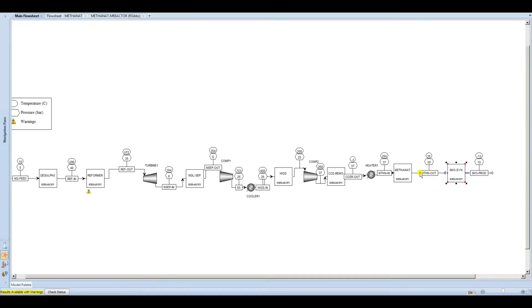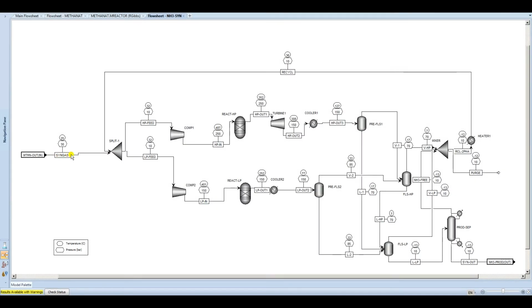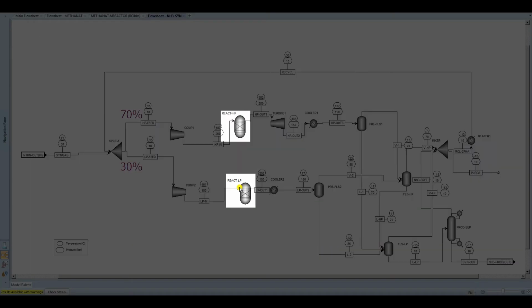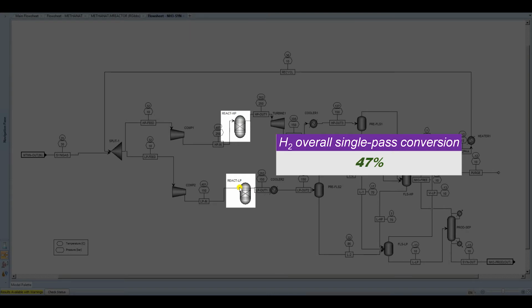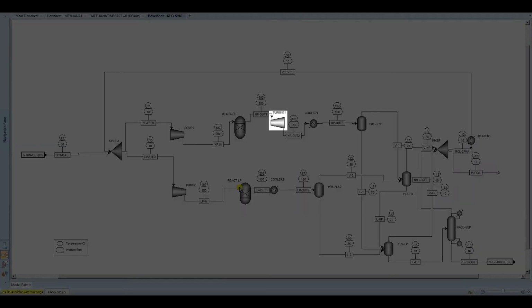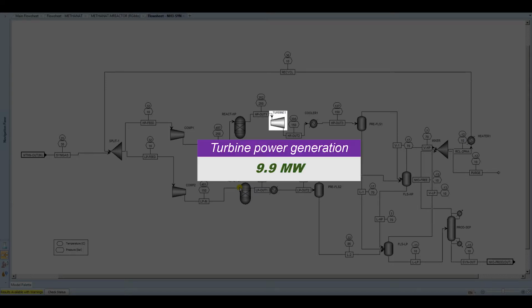For the ammonia synthesis stage, syngas from the methanation stage will be split. 70% will be compressed to 250 bar for the high pressure reactor, and the rest compressed to 150 bar for the low pressure reactor. A total single pass conversion of 47% of hydrogen has been achieved. The implementation of the discussed turbine on our appraised report has generated 9.9 megawatts of electricity. This will be used for the compressors.